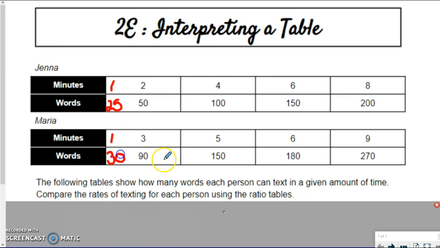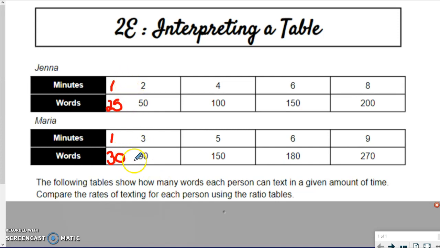So that is one way I could compare, and I can really easily see Maria texts more words than Jenna does, because once I compared it down to 1 minute, there were more words being texted by Maria. That's one way you could explain your answer. So we already know now for A, Maria is the one that texts more words.